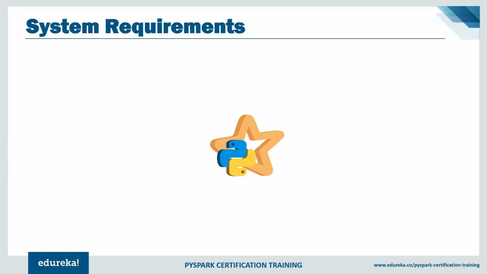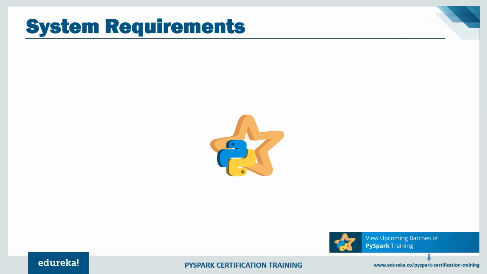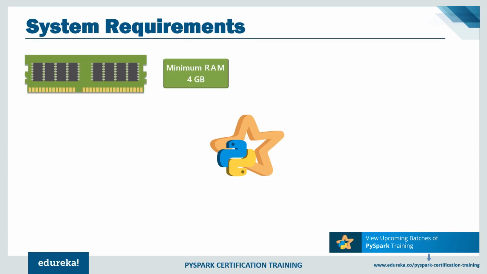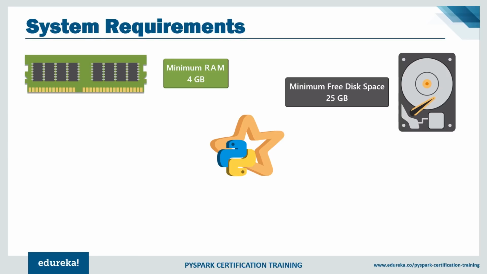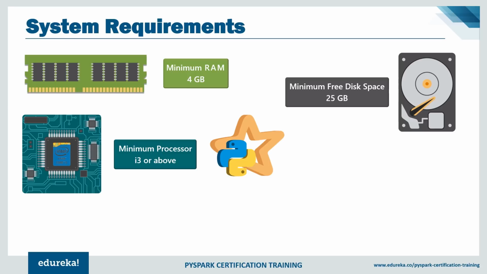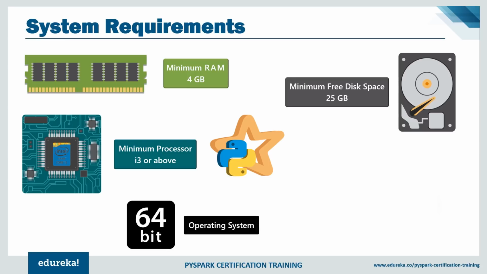So guys, looking at the system requirements, here I'll be explaining the minimum system requirements. The minimum RAM required is around 4 GB, but it is advised to use an 8 GB RAM system. And minimum free disk space should be at least 25 GB. Now, the minimum processor should be i3 or above to have a smooth programming experience. And most of all, the system should have a 64-bit operating system.